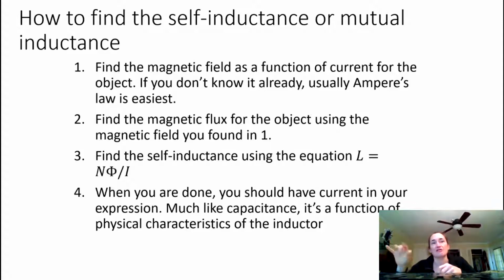Then you find the self-inductance or the mutual inductance using the equations that I've already shown you. That would be N phi over I, where N is the number of turns and I is the current. You shouldn't have current in your expression. I'm sorry about that, it should be canceled out. So the self or mutual inductance should be independent of the current.